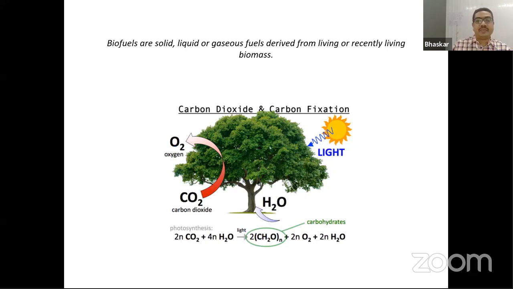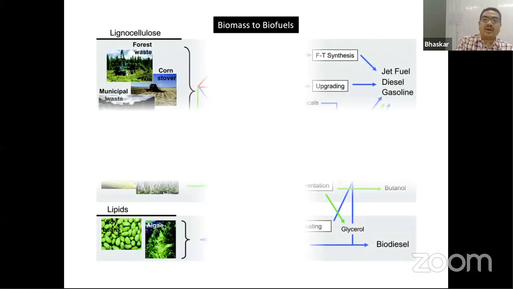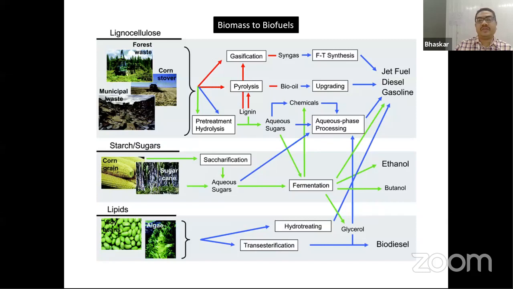Here we can see a picture of a tree, which takes in carbon dioxide and gives out oxygen in the daytime through the process of photosynthesis, and in the night time the reverse process takes place. In this process, biomass is also synthesized. Later on we will see how this biomass is converted to various forms of biofuels, and what the advantages and limitations of these biofuels are. Biomass to biofuels: there are various feedstocks which can be used to generate a variety of biofuels.